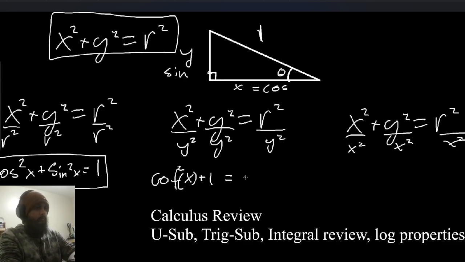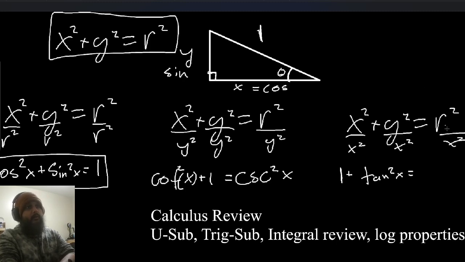That's secant squared? Cosecant. Oh, cosecant squared. And then finally, x over x, that's just cosine over cosine, which is 1. Right. Y over x, that's sine over cosine, which is tangent. That's tangent x, right? Yeah. Tangent squared x. And then finally, 1 over cosine, that's secant.